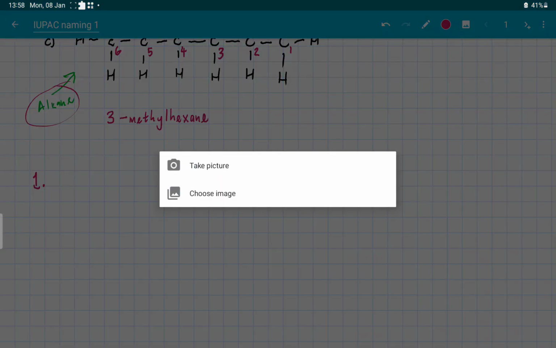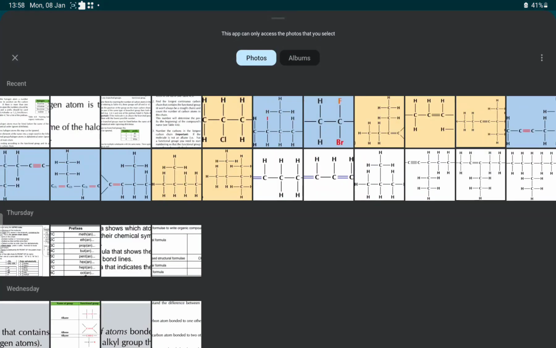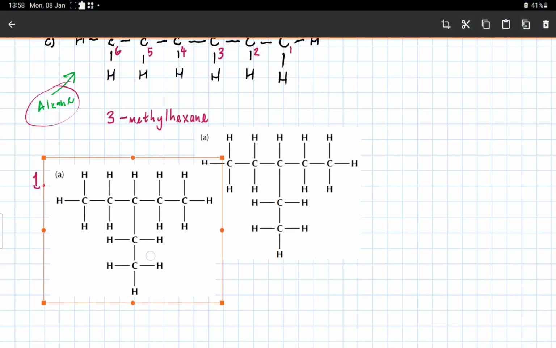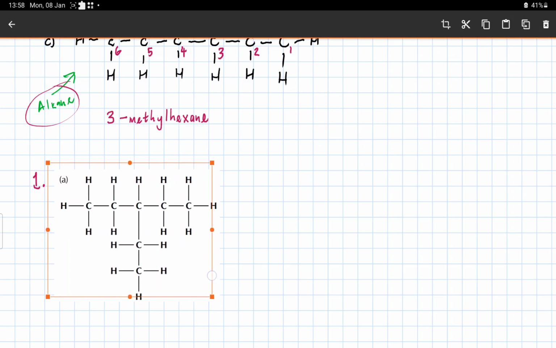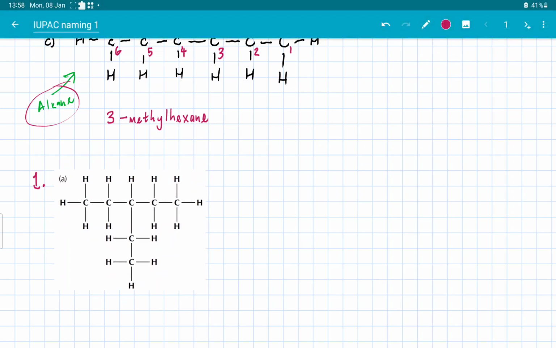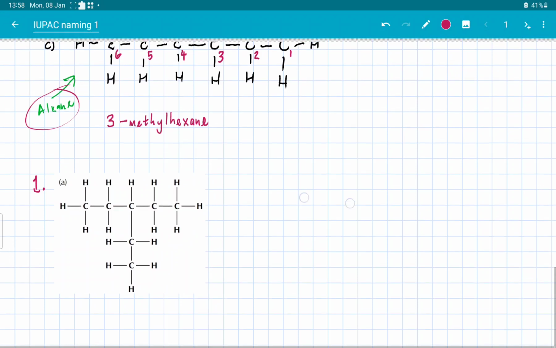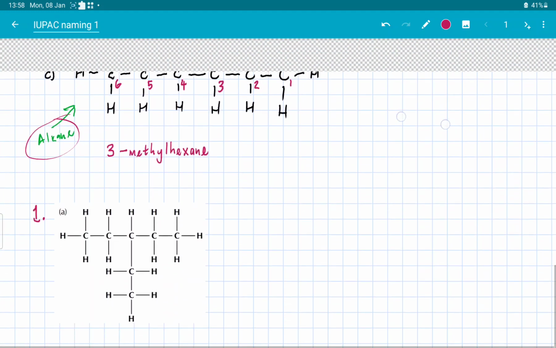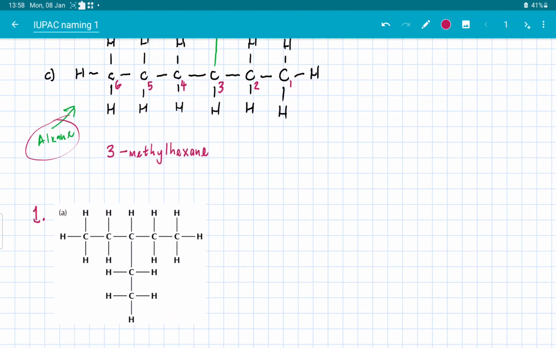So let's go to example 1. Here is example 1. Remember, these examples are additions to what I've explained. Again, this is applying up to rule 4, where we are having an alkyl group or a side chain or a substituent. So what is our substituent here?